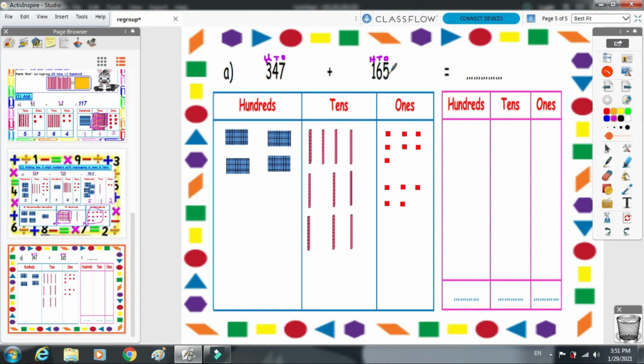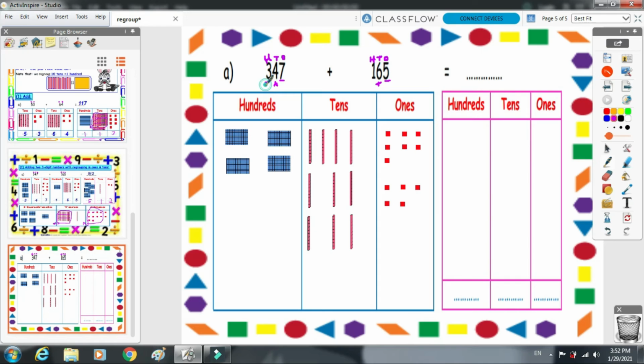347 plus 165. Instead of drawing one mat for each addend, to make it easier I will draw one big mat and add all inside. Here in addition I will start from the ones digit. I have 7 and 5. So here I will draw 7 small squares and 5 more small squares, and I have here the tens digits. I have 4 and 6 tens, so here I will draw 4 and add 6 to them. 1, 2, 3, 4, 5, 6.